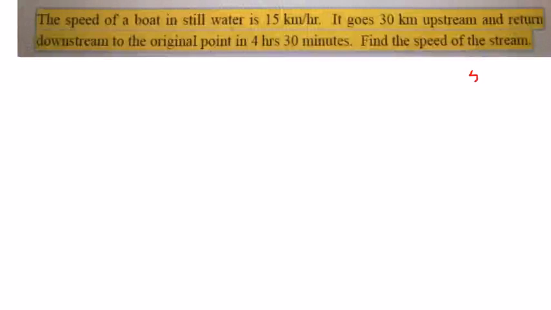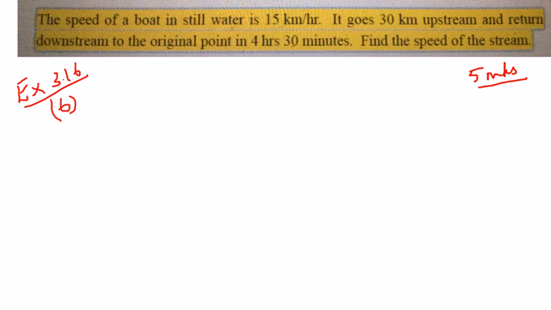This sum is a 5-mark question and it's from exercise 3.16, and it is the 6th sum. So let's try to understand this sum. The speed of a boat in still water is given as 15 kilometers per hour and it goes 30 kilometers upstream and returns downstream to the original point in 4 hours and 30 minutes.